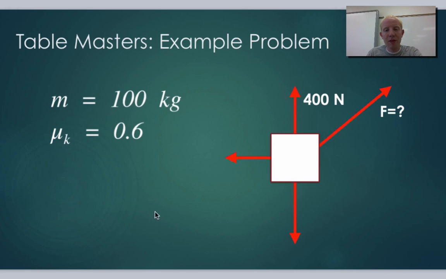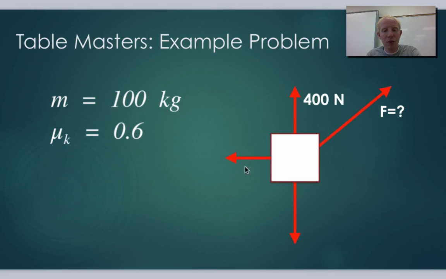So let's say we have this scenario here. This is what I call a master problem. We would have done this at tables, and we did this one in class at Table Masters. But it's pretty hard. So we're given relatively small amount of information here. We're given the normal force of the object is 400 newtons. We're given that the mass of the object is 100 kilograms, and we're given that the coefficient of friction is 0.6. So we're going to need to be able to combine everything we've done up to this point to solve this problem.